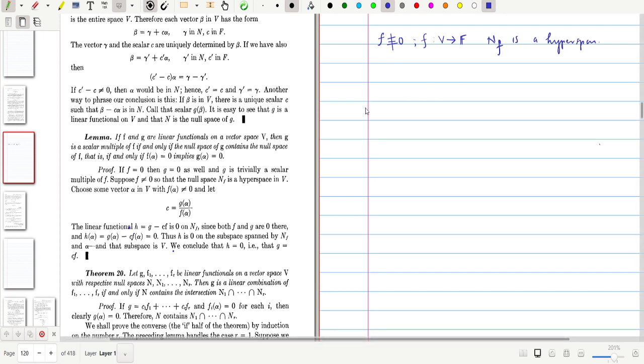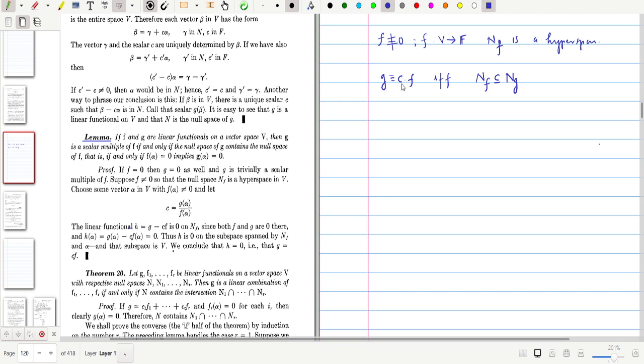Now, using this, we will prove a characterization for getting g as a scalar multiple of f. That means in this lemma, we will show that g is identically equal to c times f if and only if the null space of f is contained in the null space of g. So this is the characterization for getting g as a constant multiple of f.